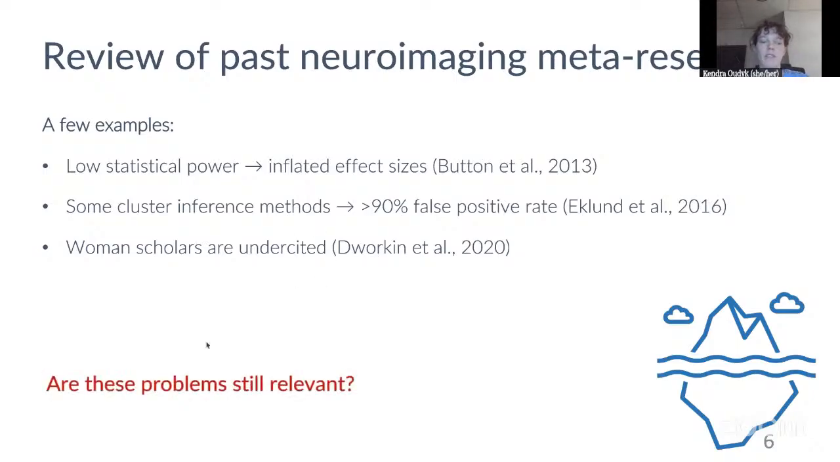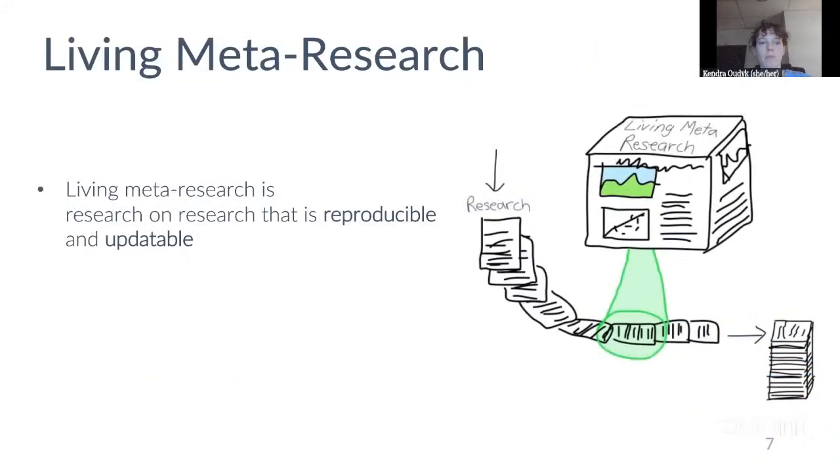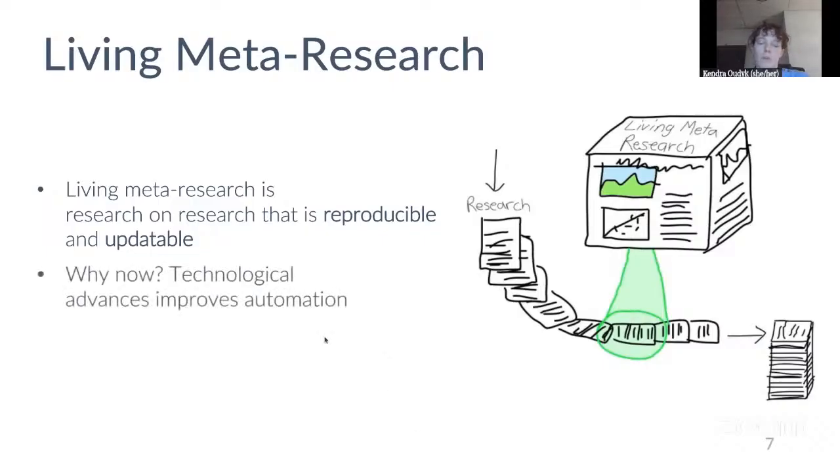And the point is to ask the question, are these problems still relevant? They were done maybe a decade or a few years ago, but we haven't had an update, so we don't know if just publishing the paper was effective enough at solving the problem. So this is why we propose living meta-research, or research that's reproducible and updatable. Why is now a good time? Well, some technological advances recently have given us the opportunity to improve automation, which will make it easier to repeat meta-research in the future.